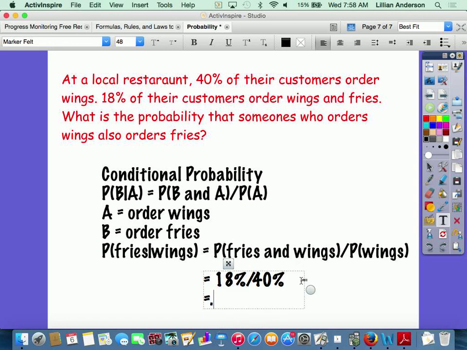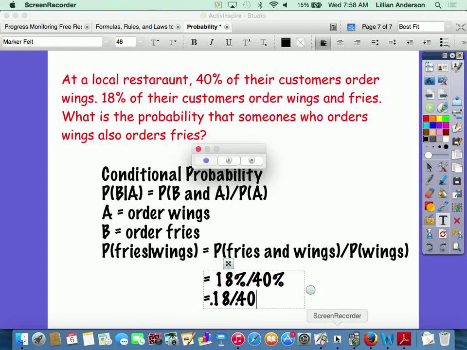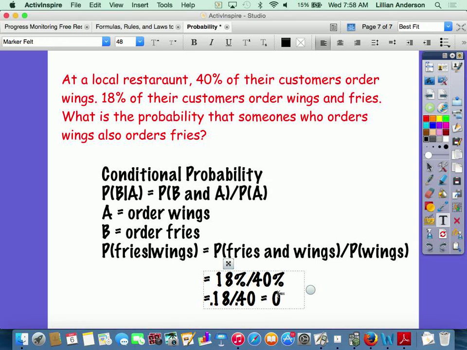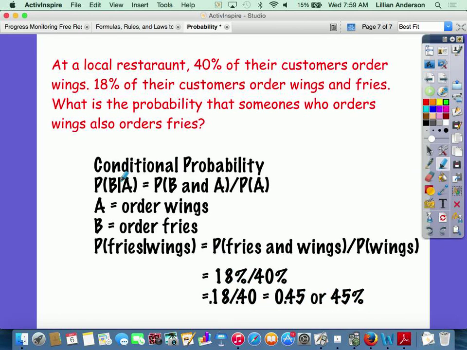If we convert it to decimals, that's 0.18 divided by 0.40. When we type it in, we'll find our probability that someone who comes in and orders wings also orders fries. And that equals 0.45 or 45%. And that's conditional probability. One thing you have to remember about conditional probability is that the condition is always on the bottom and it always is second in the formula. As you see, the condition of ordering wings was second in the formula, and the probability of just ordering wings went at the bottom.